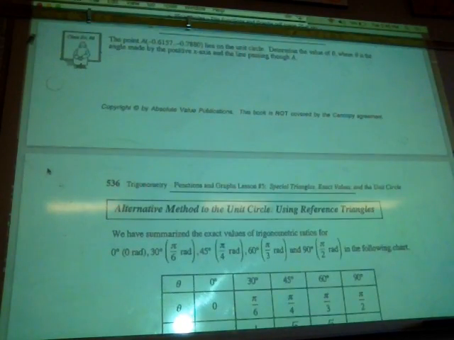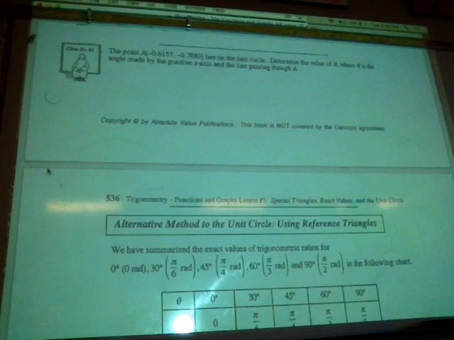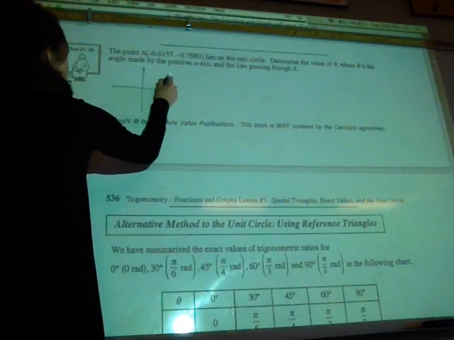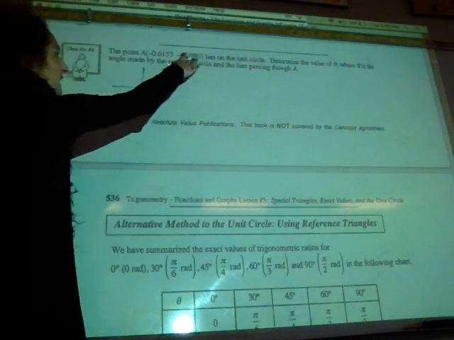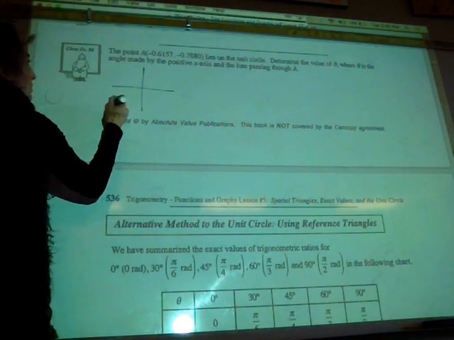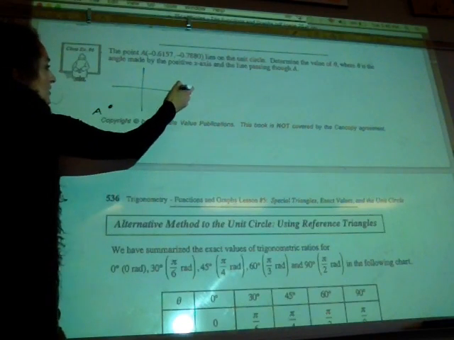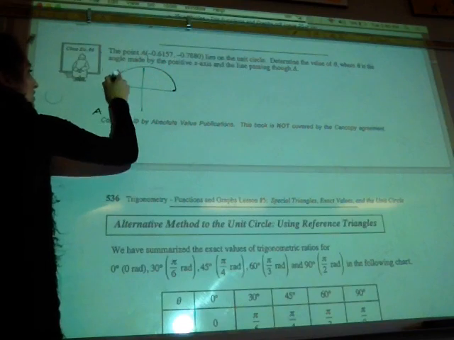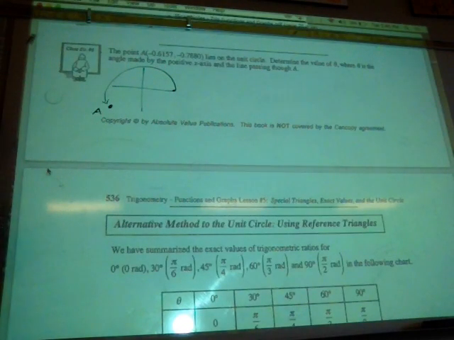Example 6, we have a point that lies on the unit circle. We have to figure out the angle, where the angle is made by the positive x-axis and the line passing through A. So let's draw a picture again. Negative x, negative y. What quadrant? 3. So point A goes here. So I need to figure out what is the angle from the positive x-axis to point A.